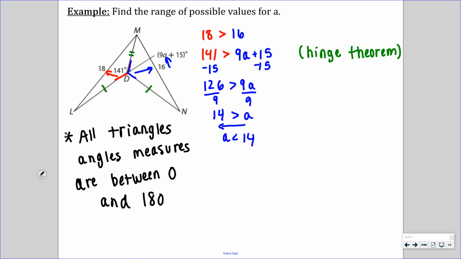All right. So hinge theorem's important. It gave me one criteria. A has to be less than 14. But I'm going to need to apply a little bit of common sense and what I know about triangles. That this angle, first of all, has to be greater than 0, which means it has to be positive. This statement says that it has to be positive in math, right? It has to be greater than 0. Can't be equal to 0, just greater than 0. So let's solve this.